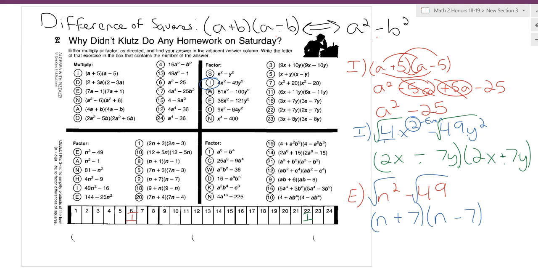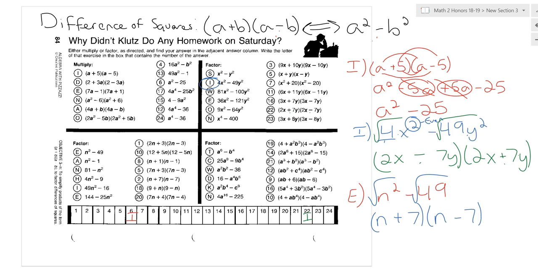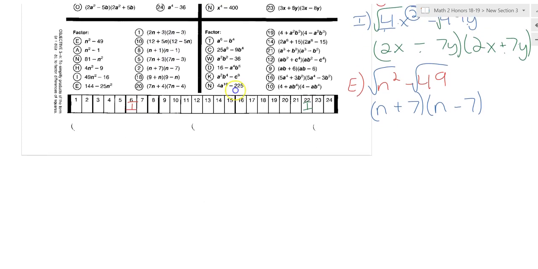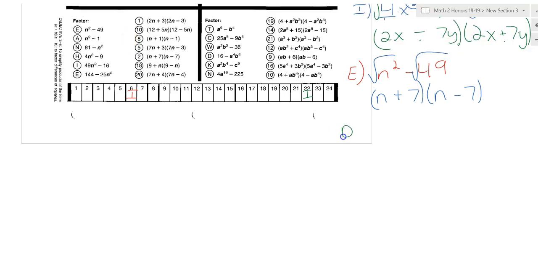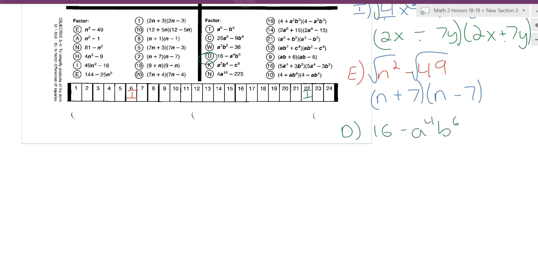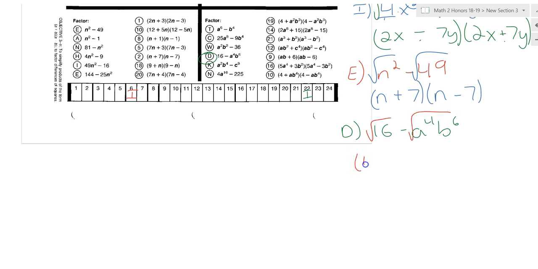Then let's do a weird one, like letter D. We get a weird one in. We're doing this one. 16. Again, 16 is a perfect square, and these are both even. So the square root of 16 is 4. And the square root of a to the 4th, b to the 6th.